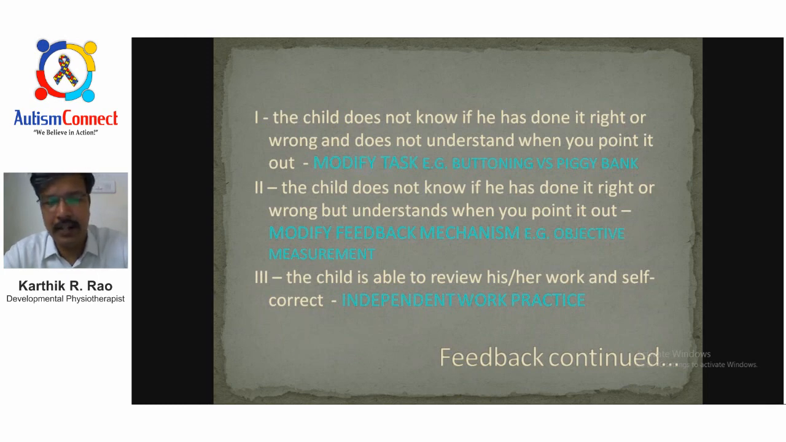But the child is not able to appreciate or does not actually understand how to check whether he has done it right or wrong. So you have to modify the feedback mechanism, which means how does he know it's wrong? For example, you are telling him that when he's writing S within a double line, he has to touch the top line as well as the bottom line. If he's not able to touch it, you can put small hyphens in a different color on those two lines and then ask him to see if the S that he has written touches those red colored lines on the top and the bottom.